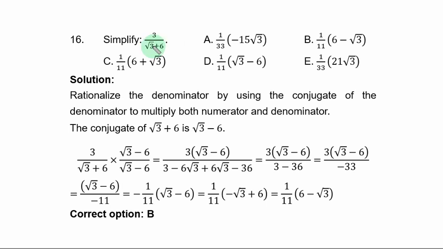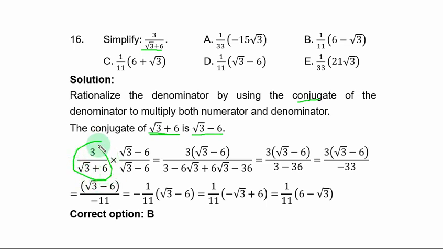Question 16. Simplify 3 over root 3 plus 6. Solution. Rationalize the denominator by using the conjugate of the denominator to multiply both numerator and denominator. The conjugate is simply a change in the sign that connects the two terms. So root 3 plus 6 becomes root 3 minus 6. This is the given problem.